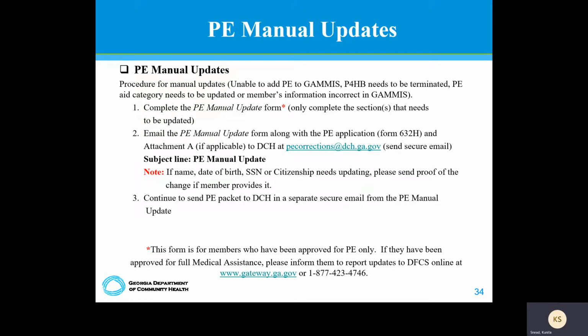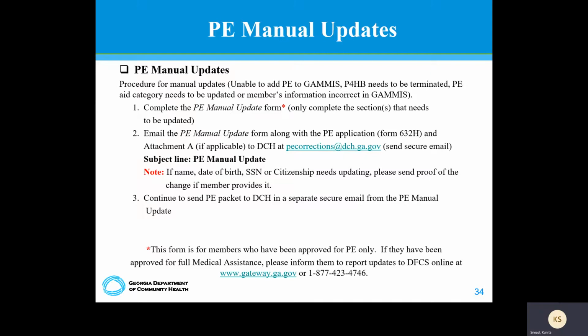Any updates that need to be completed should only be completed on individuals that have been approved for presumptive. So that means that they're currently active on presumptive. If they're not active on presumptive anymore, they need to report any type of changes or updates directly to DFACS. So we're only going to update information for people that are currently active or approved for presumptive.